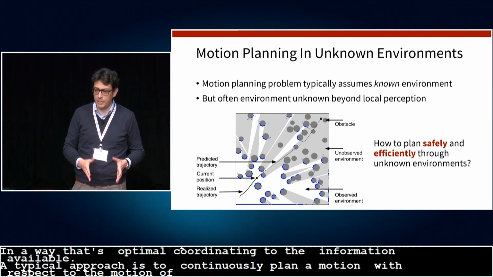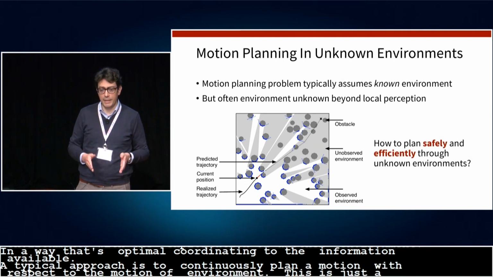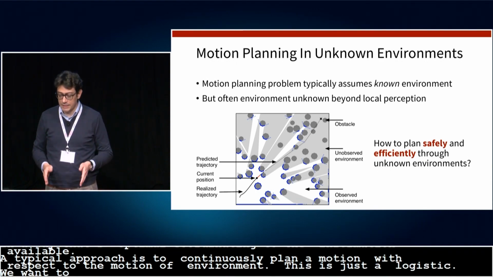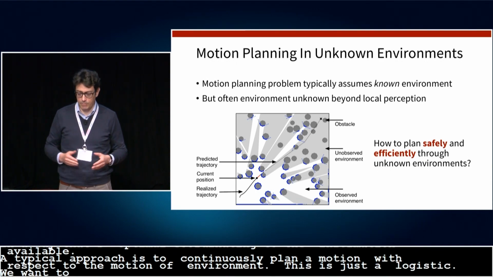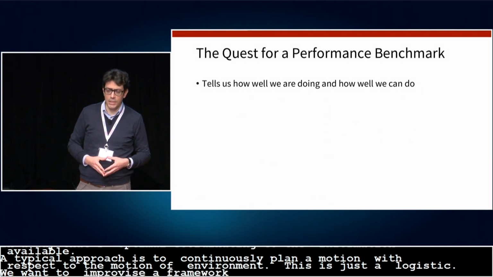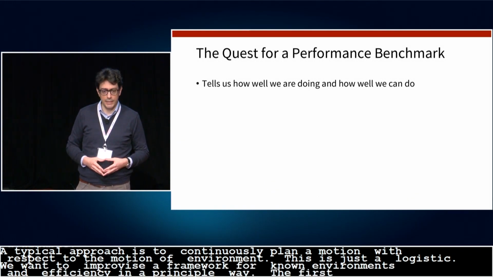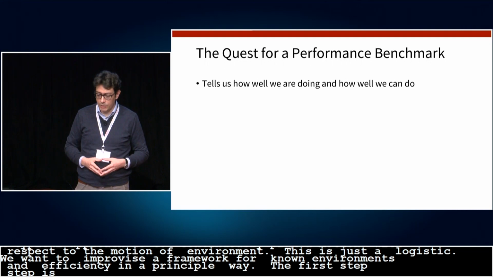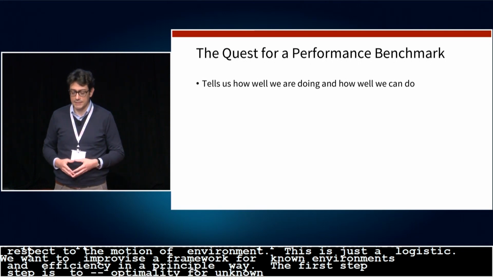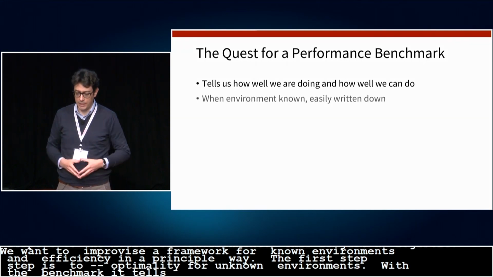What we want to do in this paper is to devise a theoretical framework to design planning algorithms for unknown environments that account for safety and efficiency in a principled way. So the first step is to introduce a notion of optimality for planning in unknown environments, with the goal of deriving a performance benchmark that tells us how well we are doing and how well we can do.